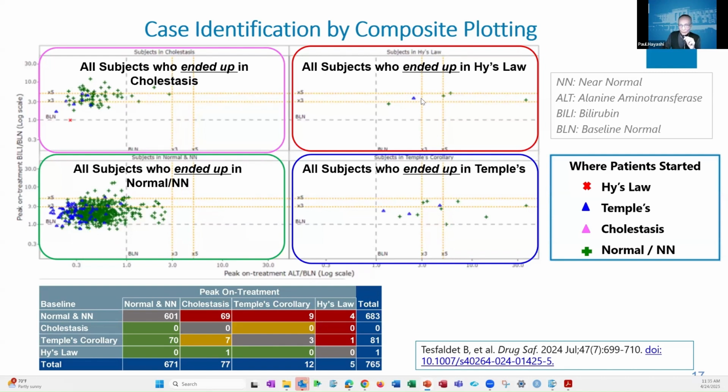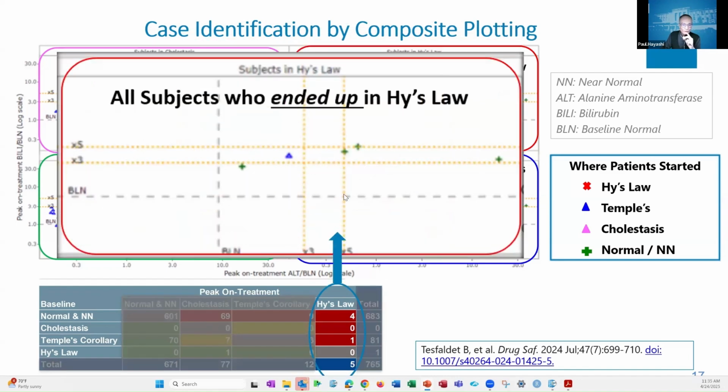And then we color-coded them by where they started from. So if you remember, let me enlarge. Let's just say we wanted to look at the ones that ended up in Hy's Law. If you remember, there were 4 and 1. There's the 4, and they're the green X's. They came from normal, near normal, and ended up in Hy's Law. And there was 1 who came from Temples, and that's the blue triangle there.